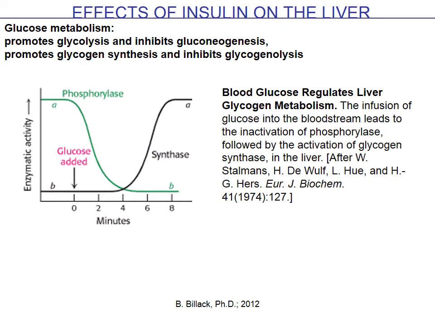Okay, so when you add the glucose that gets absorbed into the liver through GLUT4, some of it's used for energy, and the rest of it is stored by glycogen synthase into glycogen. So in summary, blood glucose regulates liver glycogen metabolism. The infusion of glucose into the bloodstream leads to the inactivation of phosphorylase, followed by the activation of glycogen synthase.